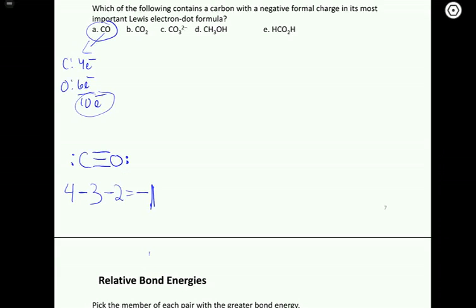Now to verify the rest of these, many of you picked choice C because it has a negative charge. We'll verify as well that it does not have a formal charge on carbon. Let's look at the rest of these.